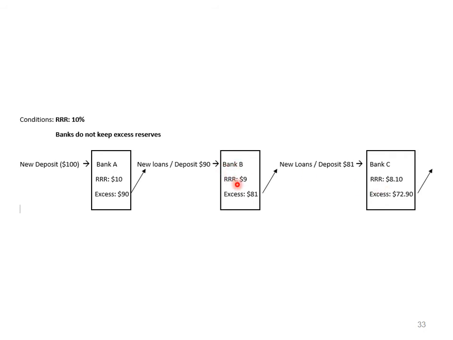Every time it goes into a new account, 10% has to be taken out to be kept as a required reserve, before the remaining excess can be lent out. So with one account opening as a deposit, the banks can lend out the remaining 90% as a loan, and then that loan is opened as a new account for the new customer.